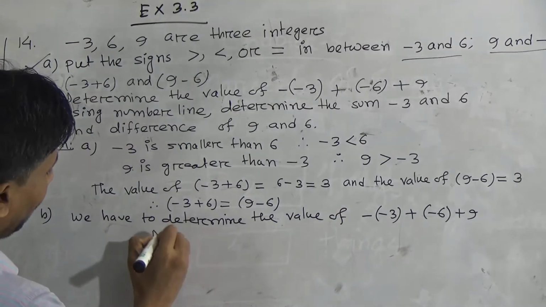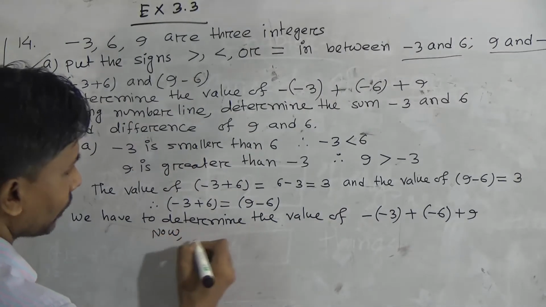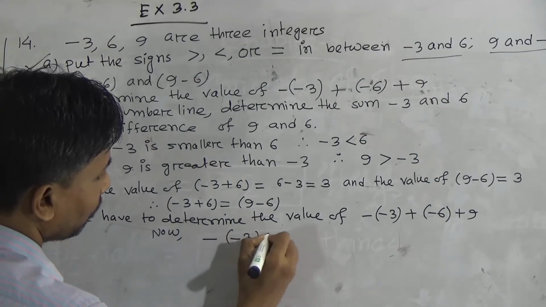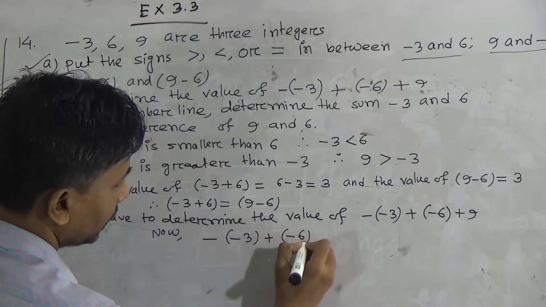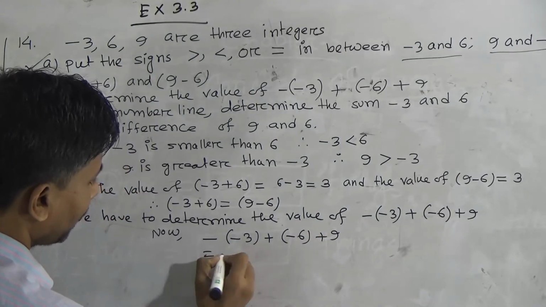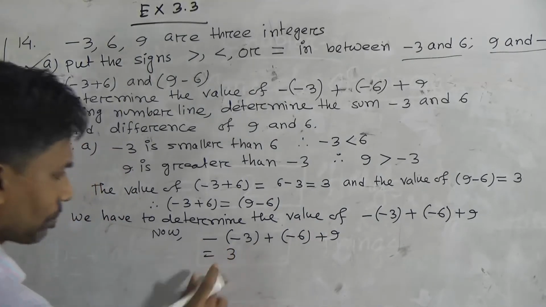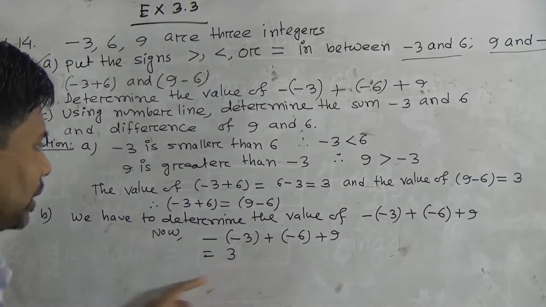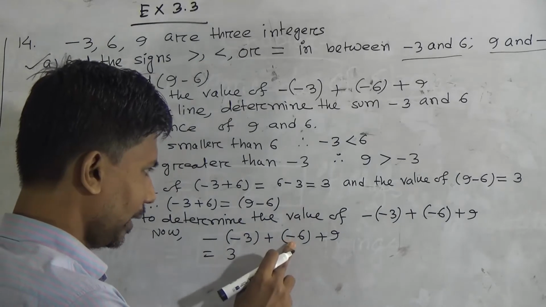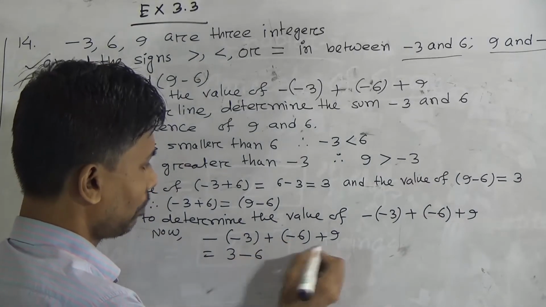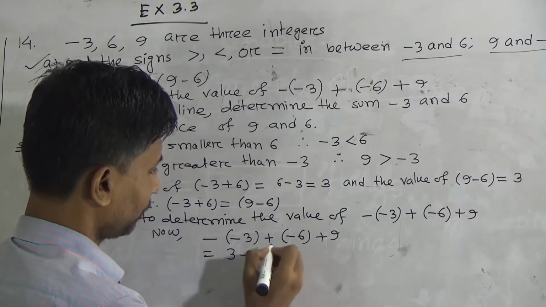Now write now minus 3 plus minus 6 plus 9. This is equal to what? Minus and minus, this minus is equal to plus 3. Okay, minus and minus, this is equal to plus 3. Then plus into minus, this is equal to what? Minus 6. Plus 9.